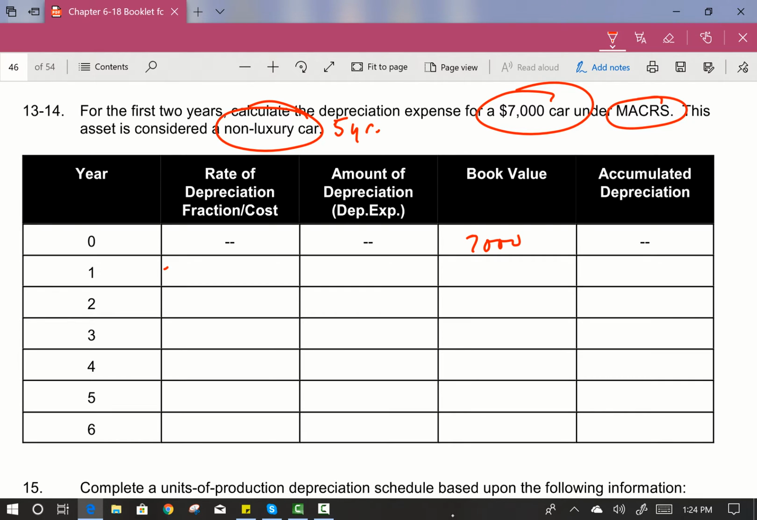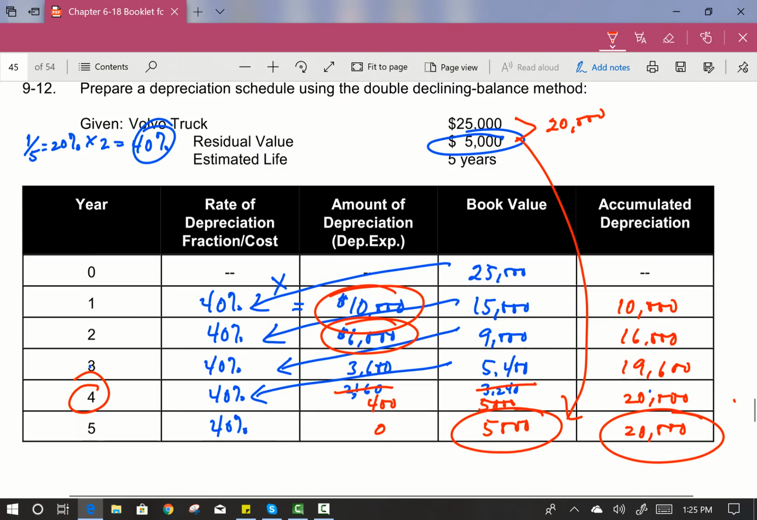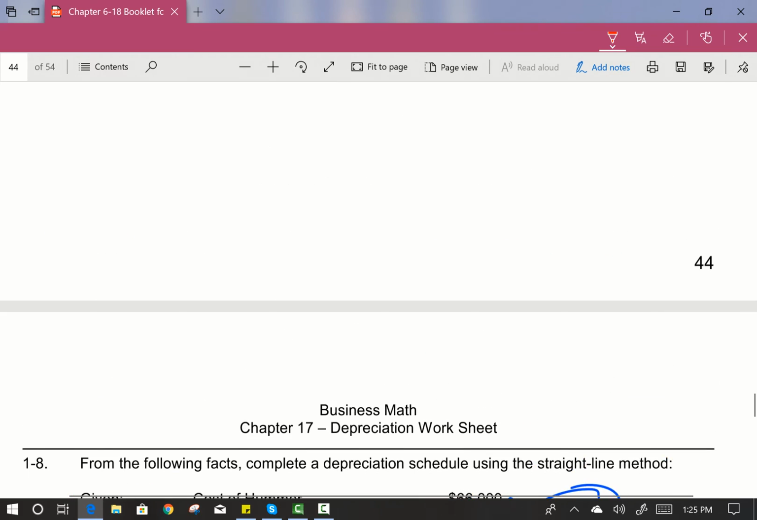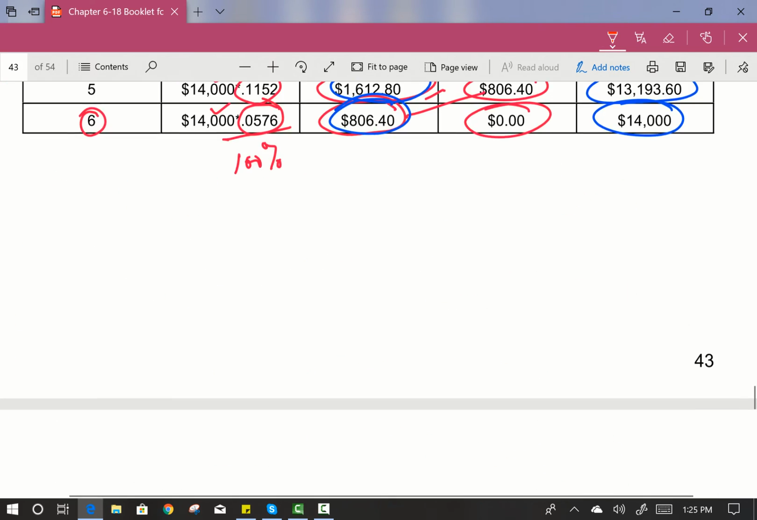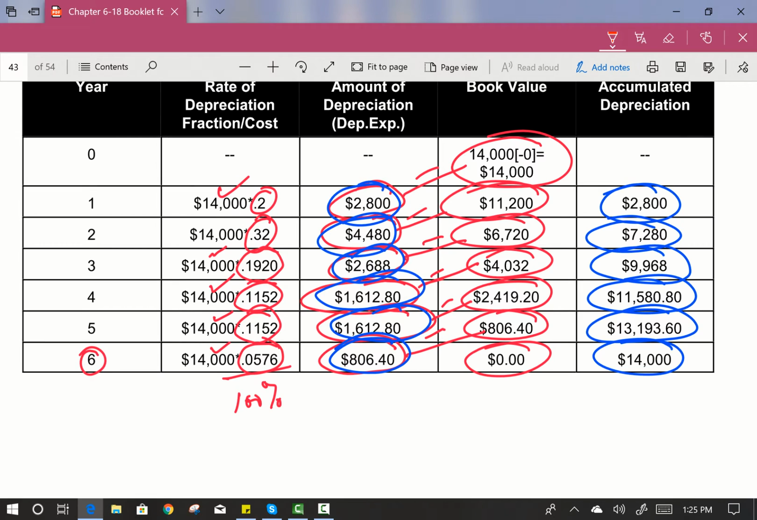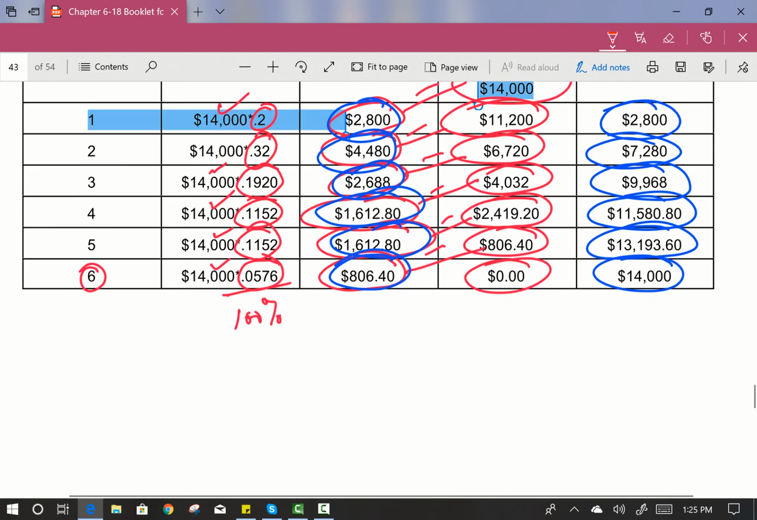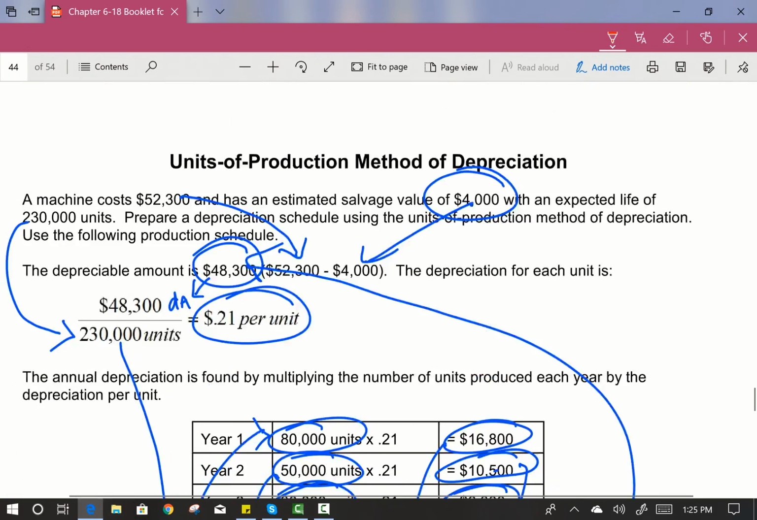Okay, we're going to take $7,000 and we're going to multiply that times the first year's rate for a 5-year asset. And I don't remember what that one is. I think it's 20%, but let's look up here at the chart because I had it included in the chart earlier. And it is. It's 20%, or 0.2.